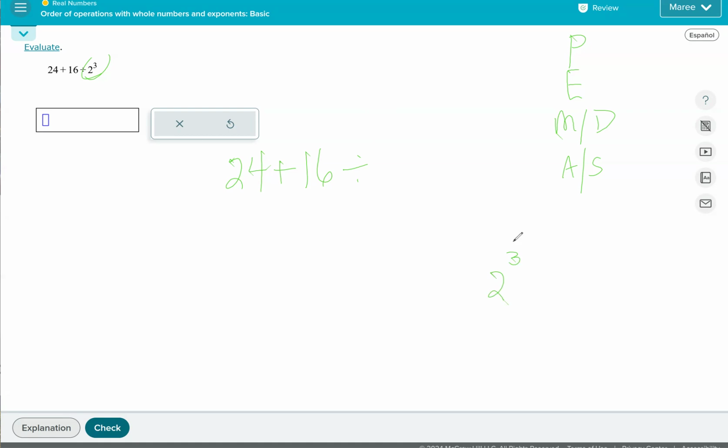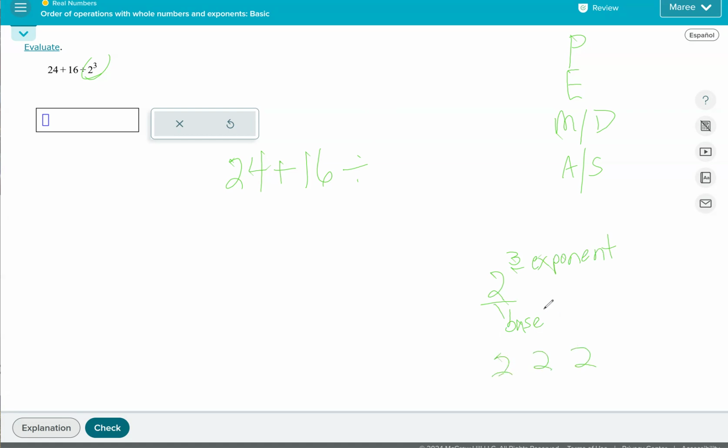Okay, so wait, let's use vocabulary here. So 2 is called the base. This is the base. I do have another video on exponents, but I'll just do this really quick. And then the 3 is called the exponent. So the exponent tells you how many times to write the base. So we're going to write 2 3 times.